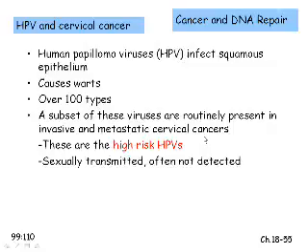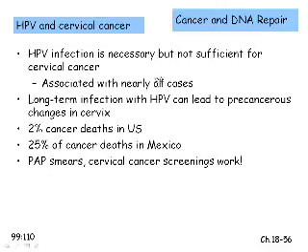These high-risk HPVs are transmitted almost exclusively sexually, but they are often not known to be there. You may not know that you've had an infection with HPV. We know enough now about cervical cancer to say that HPV infection is necessary for cervical cancer, but it's not sufficient. Other things have to happen in addition to HPV. So an infection with HPV over a long period of time can lead to precancerous changes in the cervix.